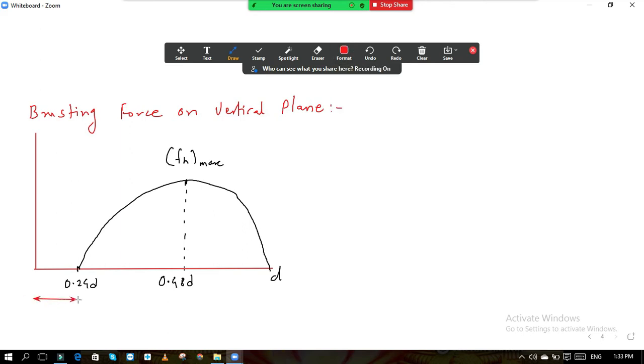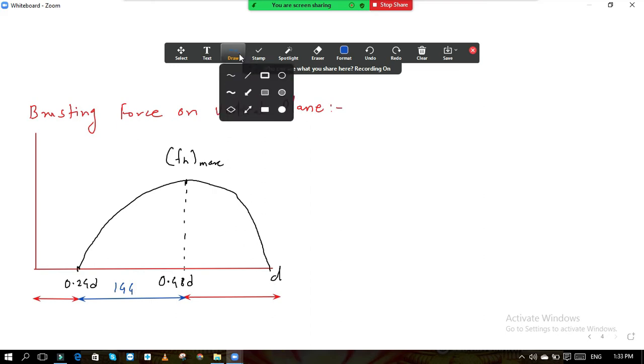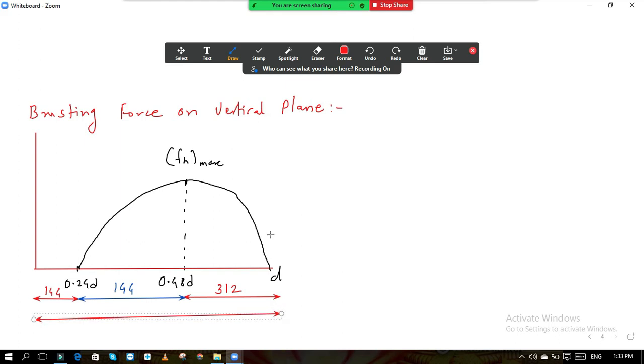So this is the one distance, this is the second one, and in between is the third distance. So how much is it? 0.24d is 144. This is 144. Okay, so now how much is this? This is also 144 mm, and this remaining will be 312. And the total depth you already know. This total is how much? This is 600.